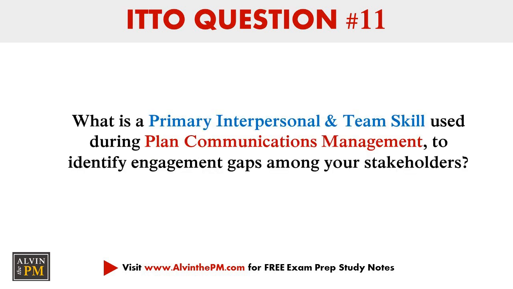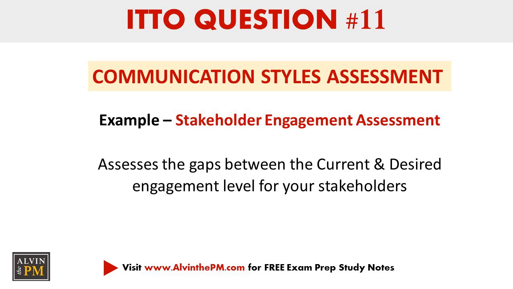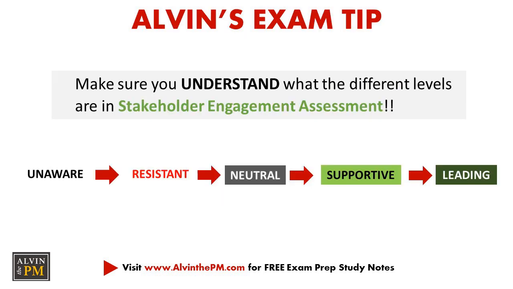Question 11. What is a primary interpersonal and team skill that's used during planned communications management to identify engagement gaps among your stakeholders? The correct answer is communication styles assessment. An example of this is the stakeholder engagement assessment, which assesses the gaps between the current and the desired engagement levels for your stakeholders. And as an exam tip, make sure you understand what the different levels are for stakeholder engagement assessment as I've shown on the screen.